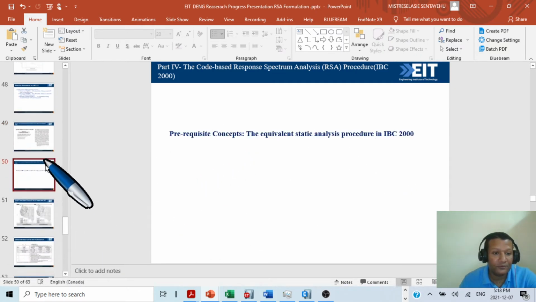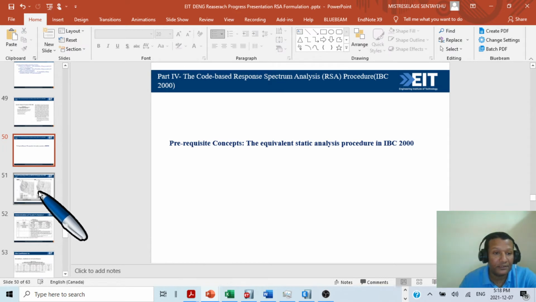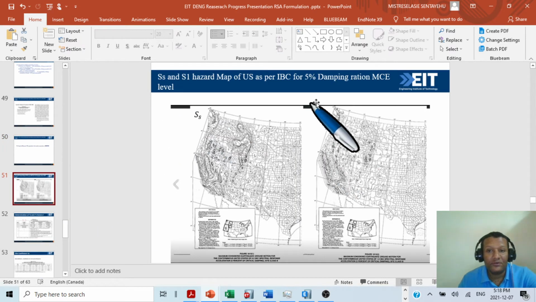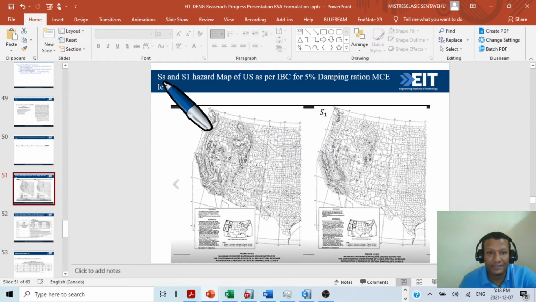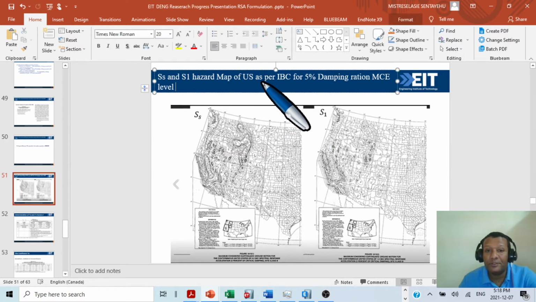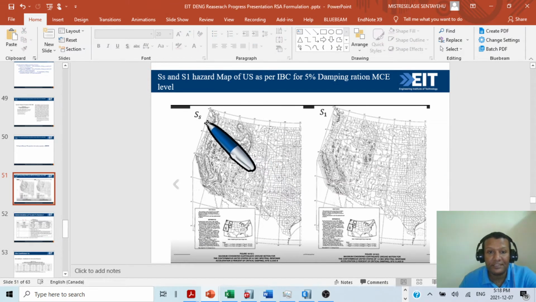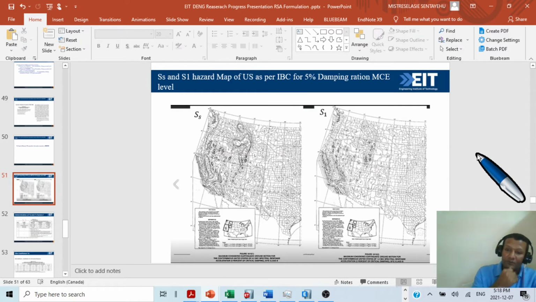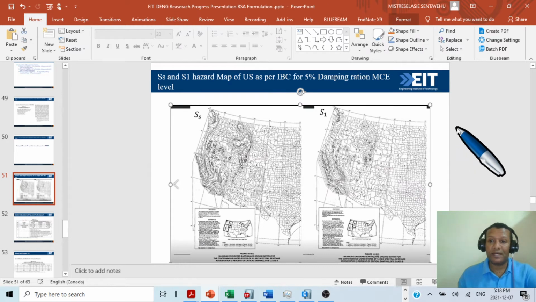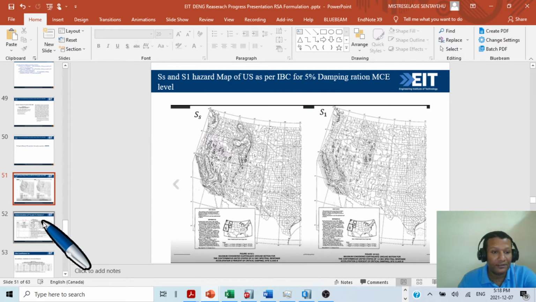So this is how IBC is going. IBC and UBC are different. In IBC they use the SS and S1 hazard map. This is a hazard map of the US. They use SS and S1, not zoning. In the UBC we use the Z factor and the importance factor for calculation of base shear acceleration. But in the IBC we are using SS and S1, for the 1 second and short period.